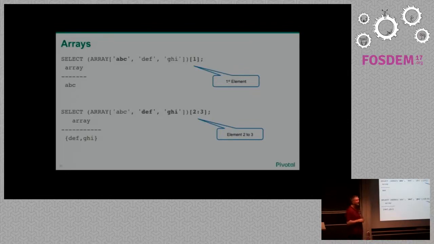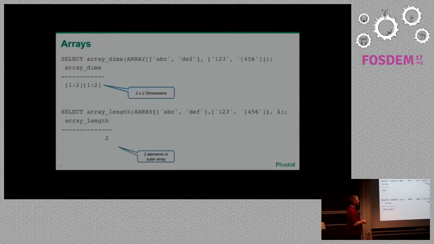I can ask for any element in my array, which makes it very easy to access whatever I have. So I just want to have this first element here. Or I want to have my elements 2 up to 3. So it will return these 2.